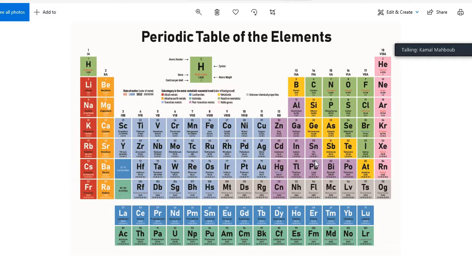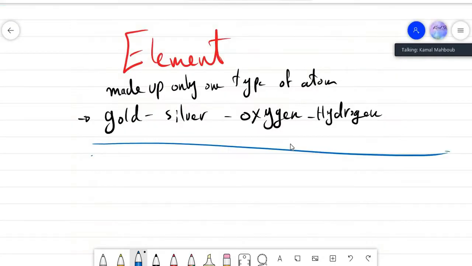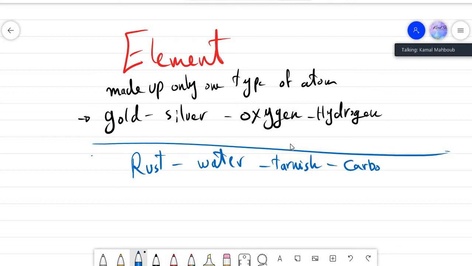Now if we take two of these elements and make a chemical reaction between them, we have a new substance because of the chemical reaction, and that is called a compound. Rust, water, tarnish, what another, carbon dioxide. Now these are compounds.